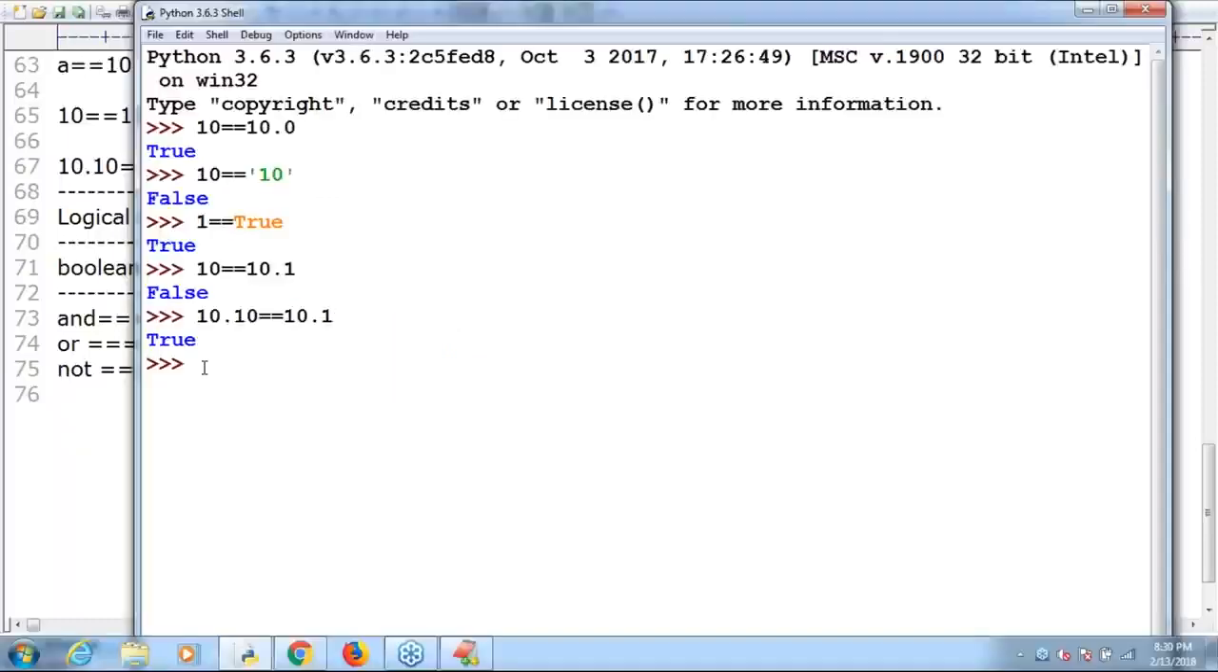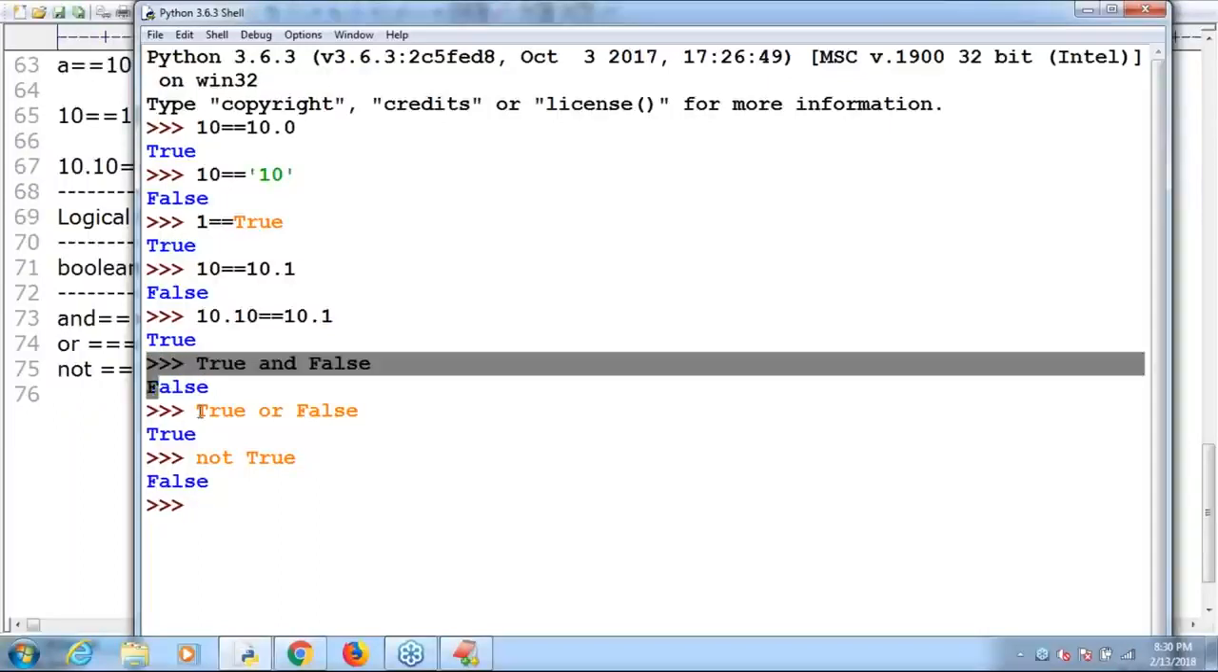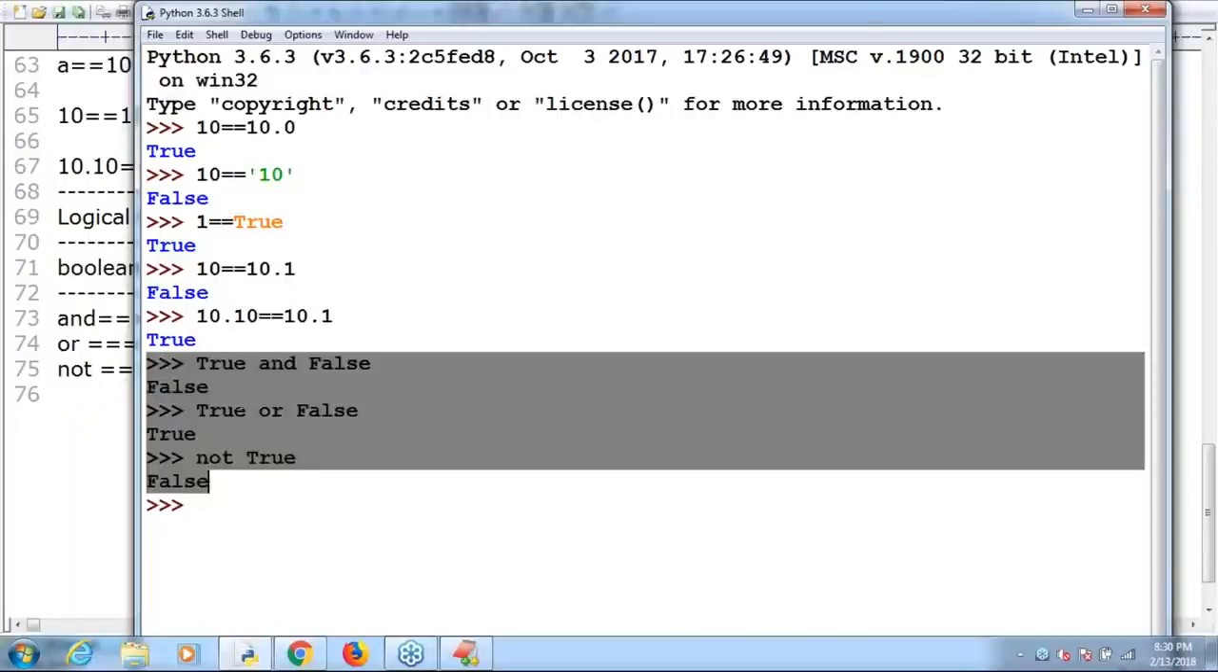Very simple. Just observe: true and false, what is the answer? False is the answer. Next, true or false: true. Next, not true: false is the answer. Straightforward. Here we are not required to spend much time, because you are already aware of what AND, OR, and NOT do for Boolean types.